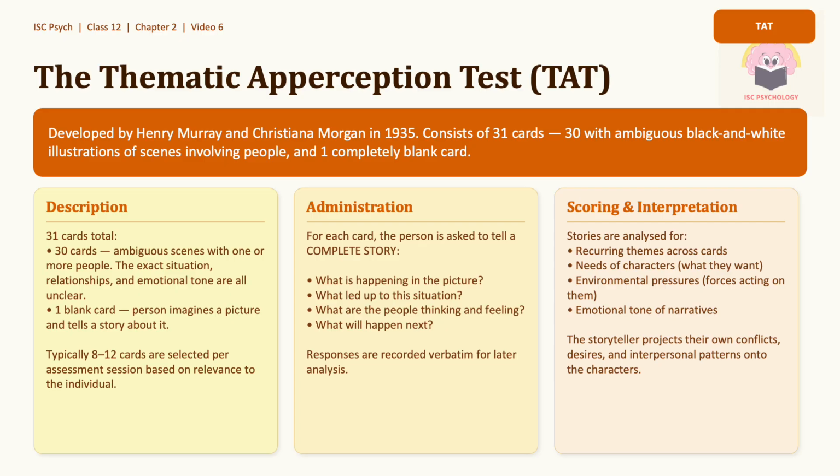For each card, the person is then asked to tell a complete story. What is happening in the picture? What led to this situation? What are the people thinking and feeling? What will happen next? For the blank card, the person is asked to imagine a picture and then tell a story about it.